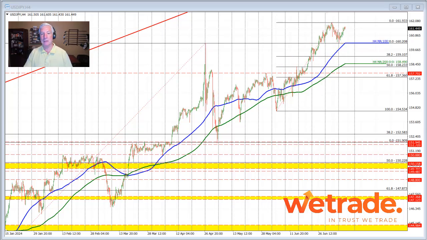Let's get that out of the way so you can see it more clearly. I'll put a red horizontal line right here, and you can see how the support came and held. And that's good news for the buyers. So the buyers are in control in the dollar versus yen.